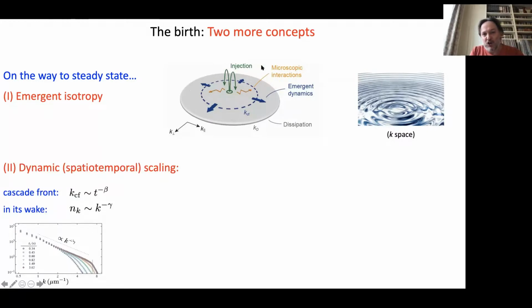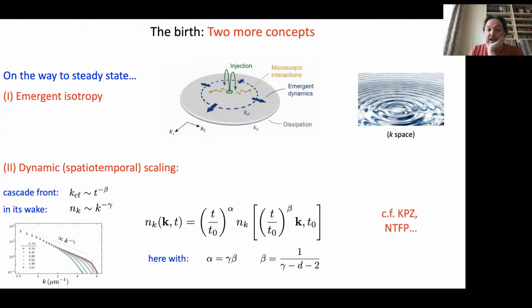So once you have the isotropic cascade, the way it propagates before steady state is established, right? The expectation is that this cascade front propagates as t to the minus beta, where t is time and beta is some exponent, and that in its wake it leaves what will be a steady state distribution, k to the minus gamma, okay? So put those two things together, it should look something like this. It's a sort of self-similar propagation. This is just some 3D simulation, but it would look qualitatively like this in 2D as well.